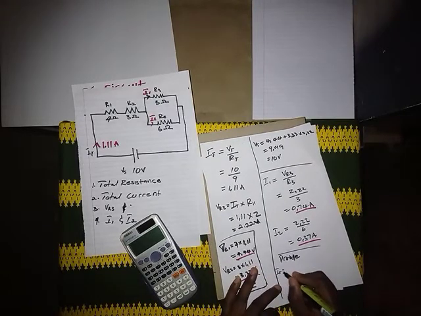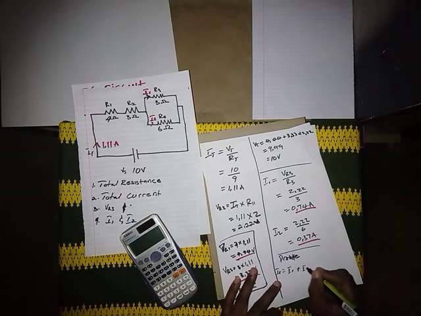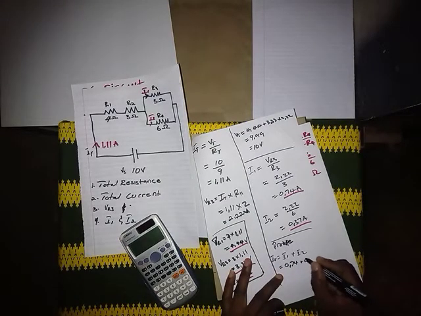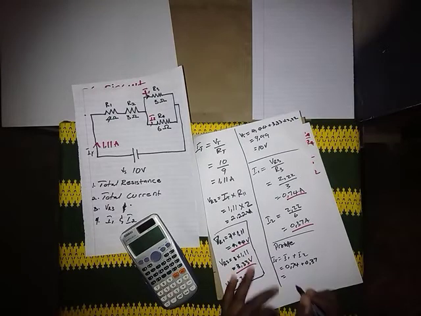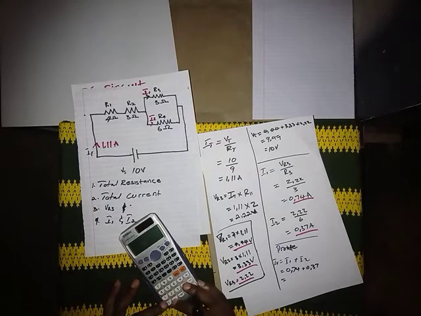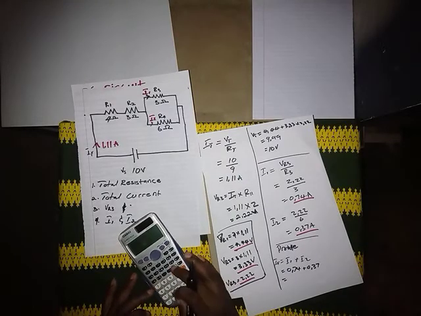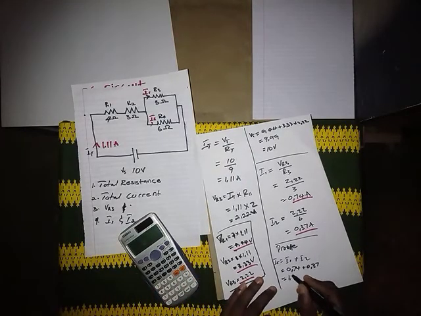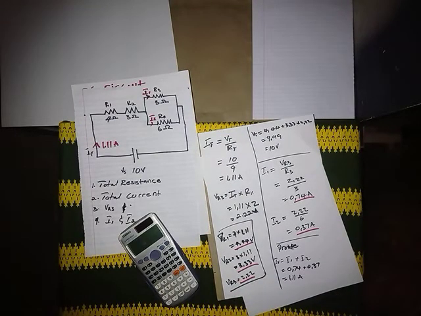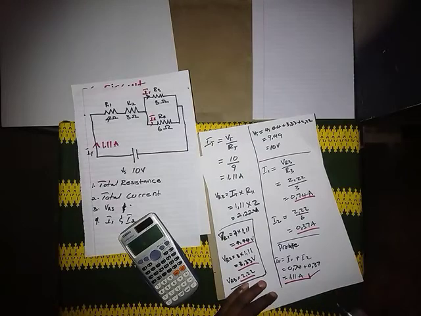IT equals I1 plus I2, 0.74 plus 0.37, which gives 1.11 amps. So that means we are correct.